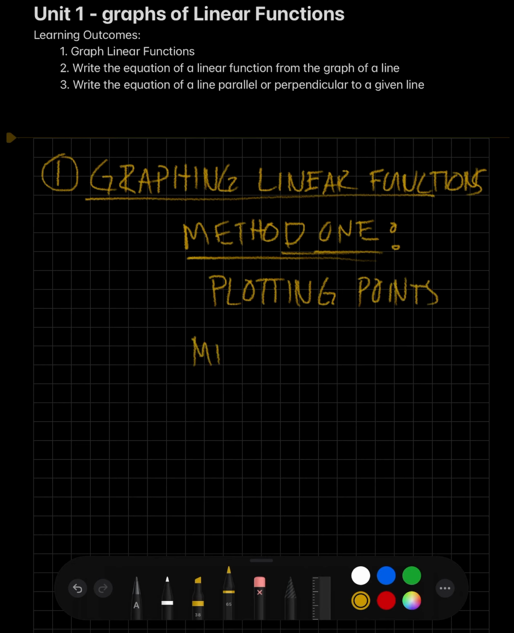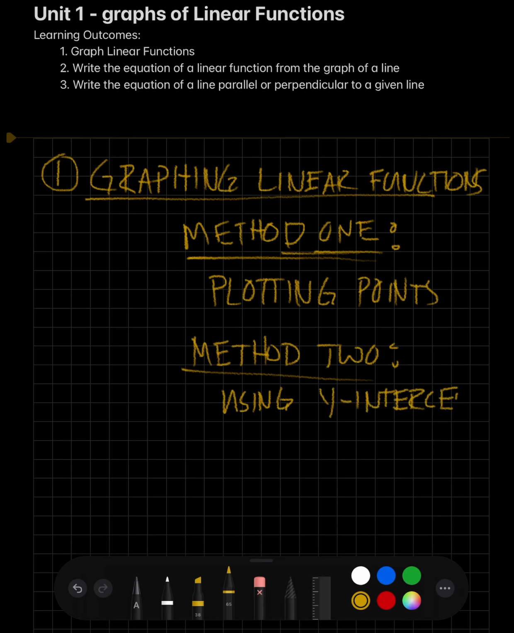And method two that we're going to use is about using your y-intercept and your slope. And if you don't know what those are, don't worry. I will show you. So here we are. I'm going to start us off with method one, plotting points.